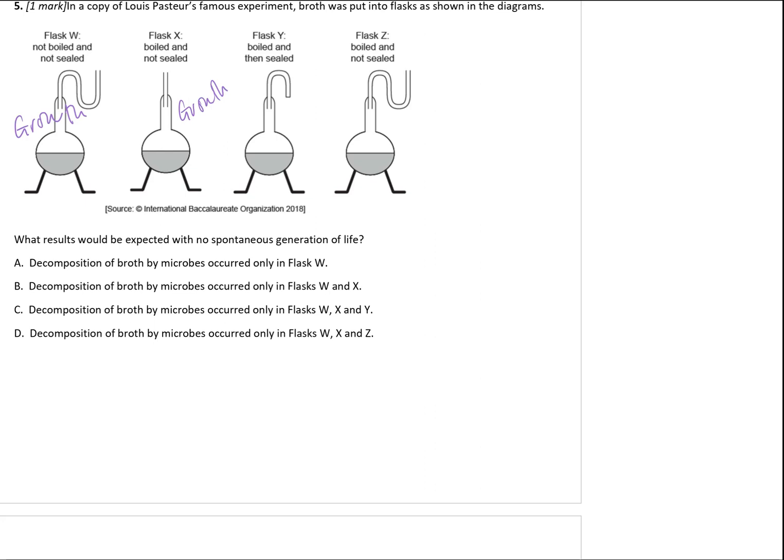Boiled and then sealed, you would not expect to see growth there because after it's been boiled, so it's sterile, it's then sealed completely, so nothing more can come in. And then this one, it's boiled but not sealed, but it's got the swan neck, so actually it is essentially sealed. So you would expect no growth there. So you're looking for growth in W and X, which is B.